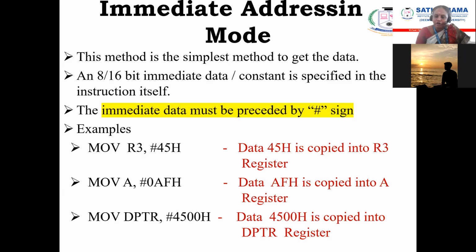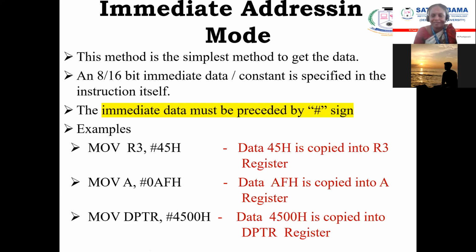So people, try to understand: if I put hash, hash represents immediate data. Immediately I have to move the data to the particular register. So you just see MOV R3, #45. That means the data 45 should be copied to R3. The next instruction is MOV A, #0AF. It's 8-bit data only. Why am I putting 0AF?